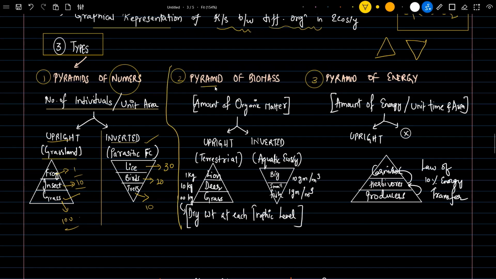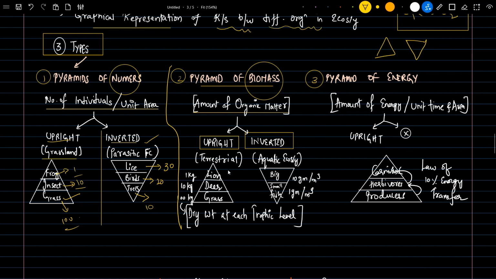Next, coming to pyramids of biomass. Here the word biomass means the total amount of organic matter. So calculation of the total amount of organic matter at every trophic level is known as a pyramid of biomass. It can also be both upright and inverted.